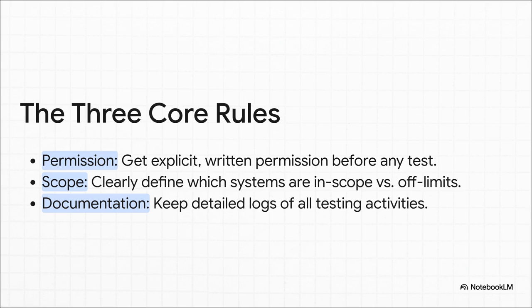Let's break that down into 3 core rules that every single pro lives by. First, like we just said, get that written permission. Second, define the scope. You have to know exactly which systems you're allowed to test and, just as important, which ones are totally off limits. And third, document everything, every single action. Those detailed logs are your proof that you're a professional, and they're your legal protection.